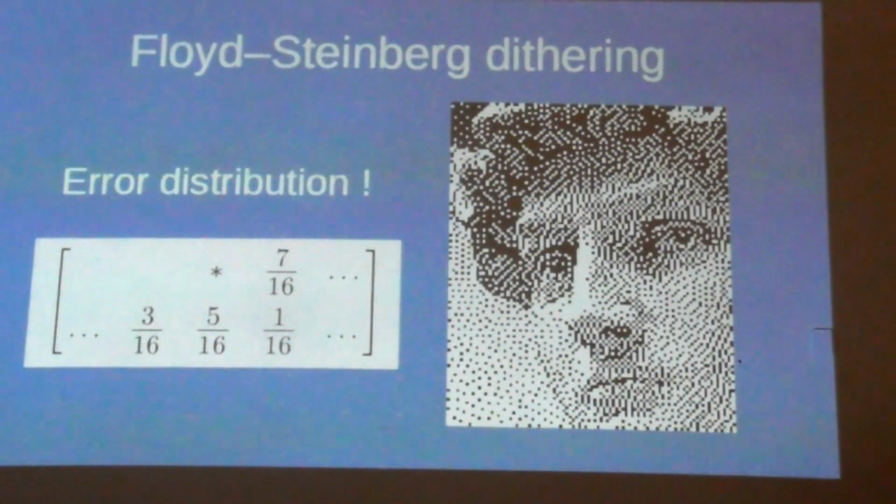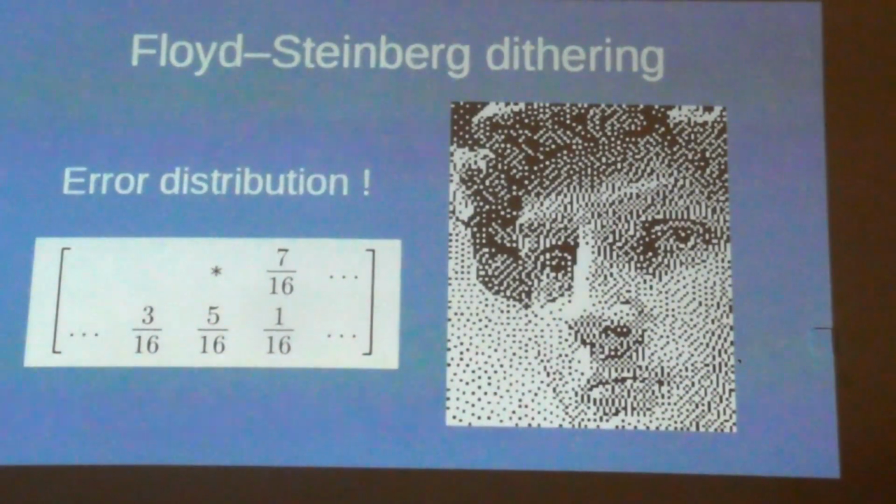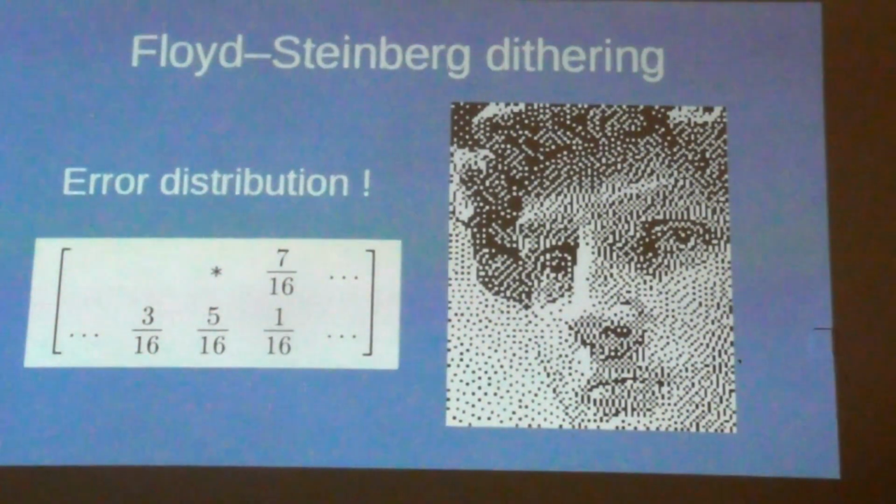So the next step is dithering. Dithering is a method to get what looks like more colors, even if you don't have more colors. I really like Floyd-Steinberg dithering, which looks like this. This is just black and white, but it looks like more shades of gray, even though it's just black and white. I use this technique a lot, except I modify it somewhat.